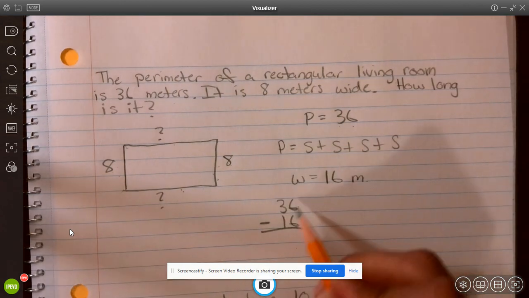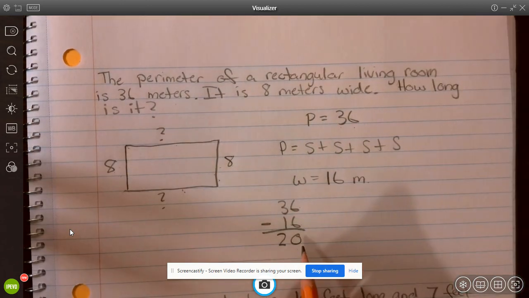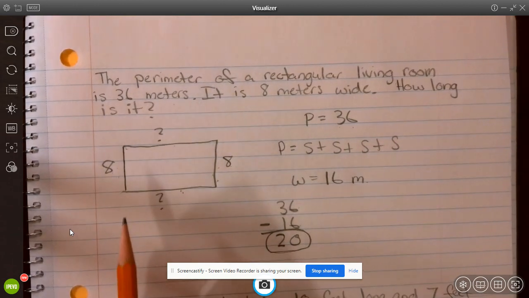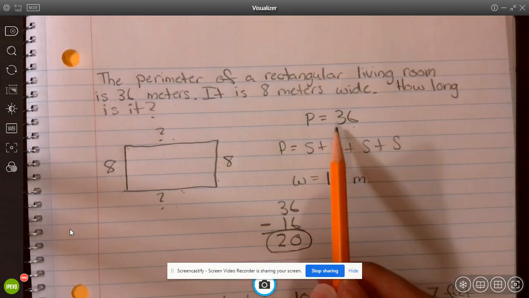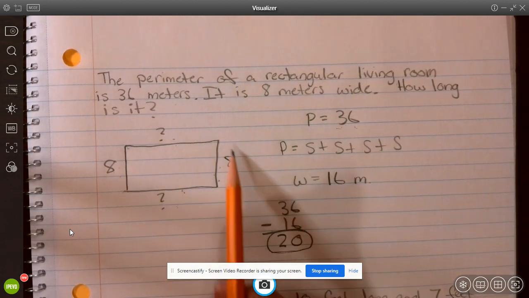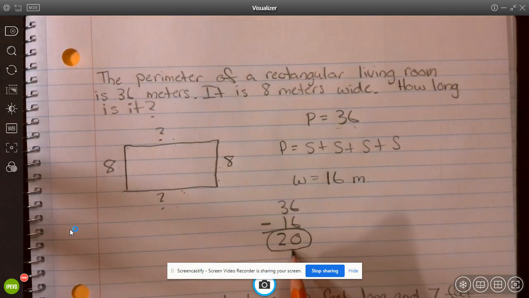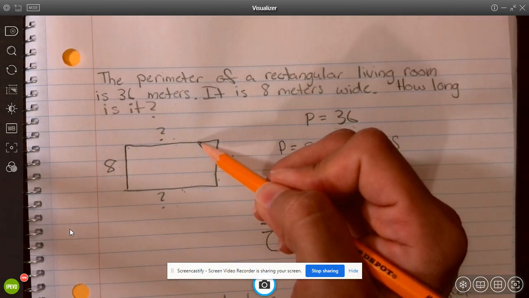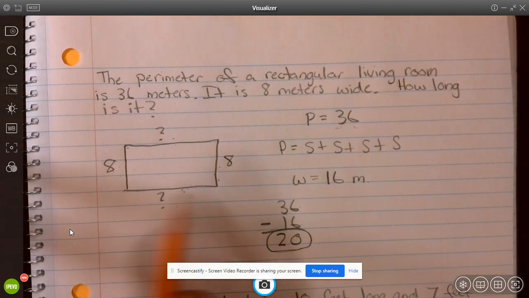6 minus 6 is 0. 3 minus 1 is 2. So 20 is my length. Now, if I were to put 20 on this side and 20 on this side, that would go over 36. Remember, we need to equal 36 when we add all sides together. So the 20, we have to divide it by how many sides? If you said 2, you are correct, because there are 2 sides for the length of the perimeter.